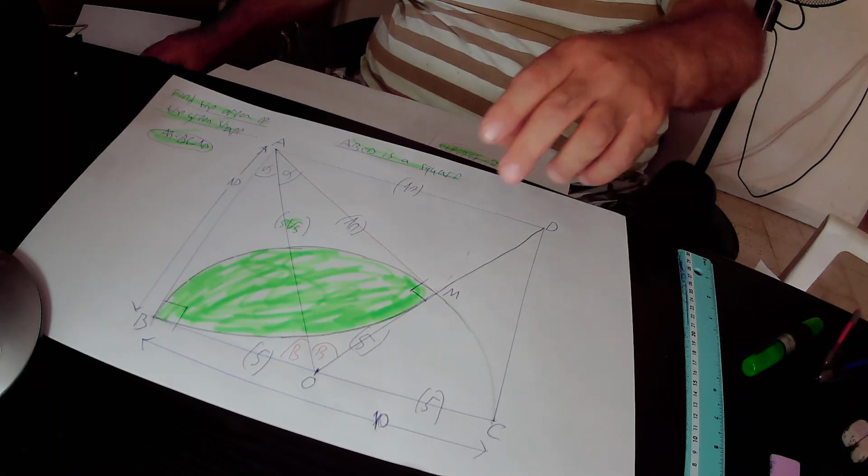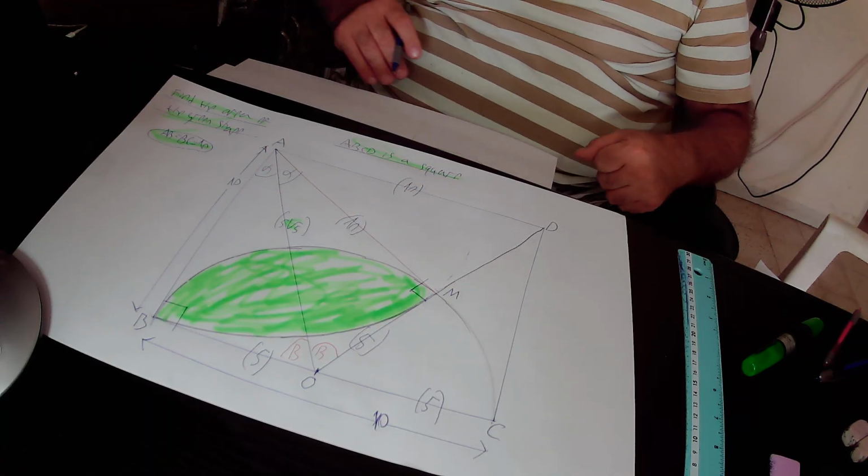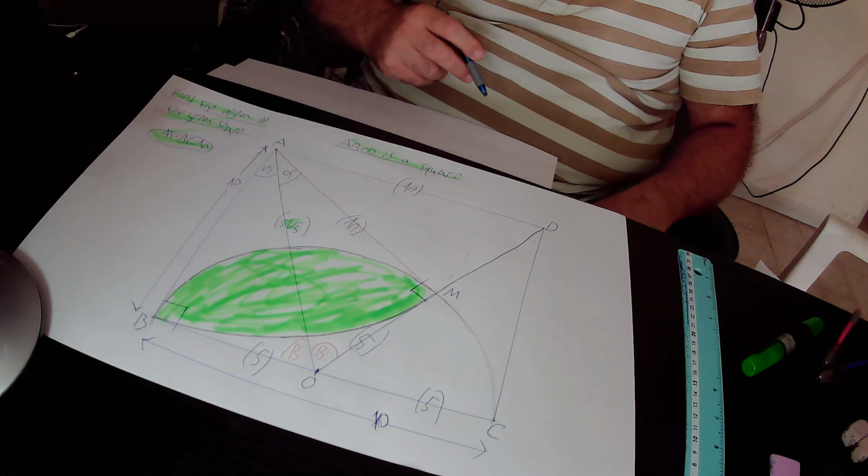Our task is to find out the area of this green shape. In order to find out the area of the green shape, we will join points M and B together by a straight line.